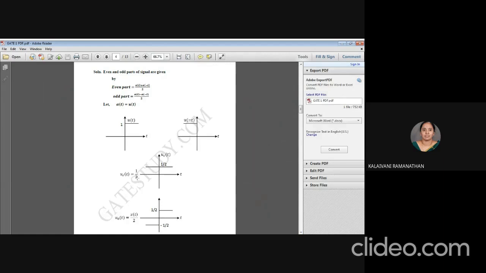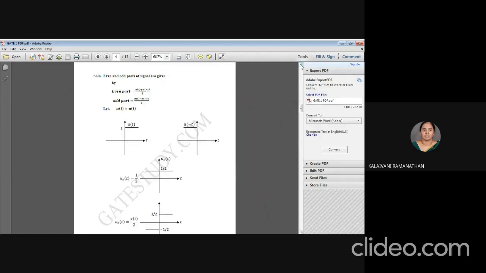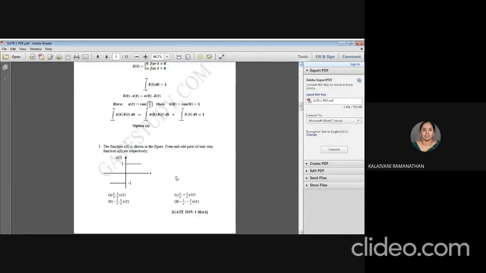So it is noted like this. So you have to choose option A. Option A is nothing but 1 by 2 comma 1 by 2 x of t. 1 by 2 means it will be a whole straight line, and then 1 by 2 x of t means the same plot provided with the amplitude equivalent to 1 by 2. In this way you will be able to choose the option for this problem. We shall see the next problem.